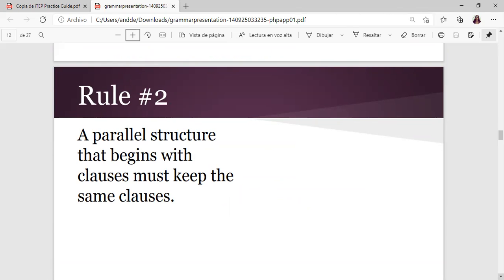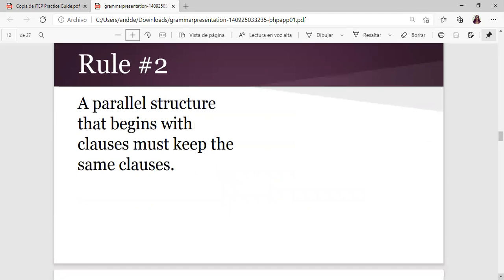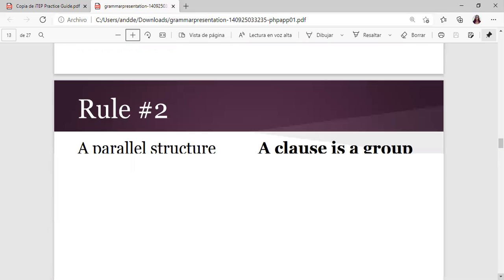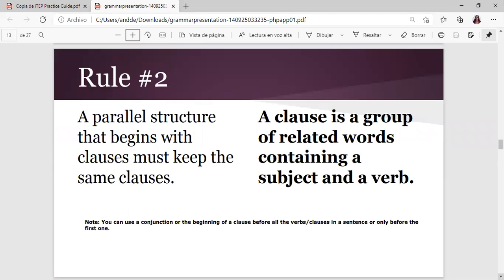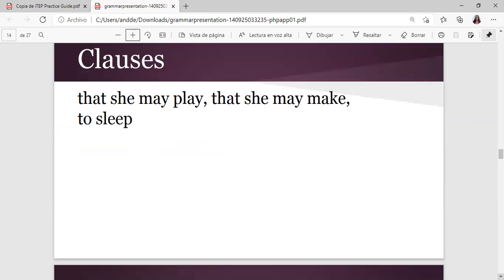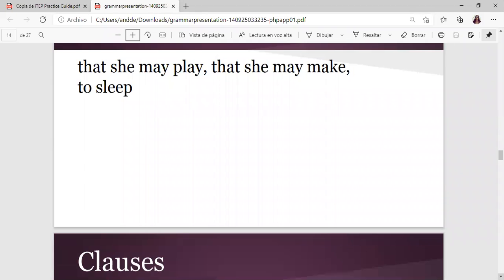Then, rule number 2: a parallel structure that begins with clauses must keep the same clauses. We're gonna see how. Here we have some examples. A parallel structure, like a clause, is a group of related words containing a subject and a verb. That's what I was mentioning about the subject and verb agreement. Now, we're gonna see how. That she may play, that she may make, to sleep. This is the example.